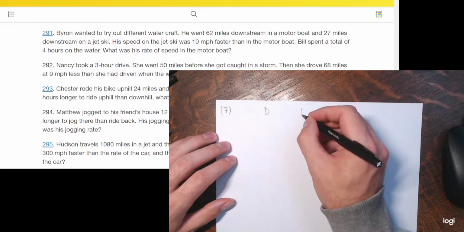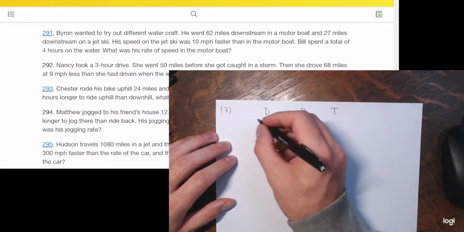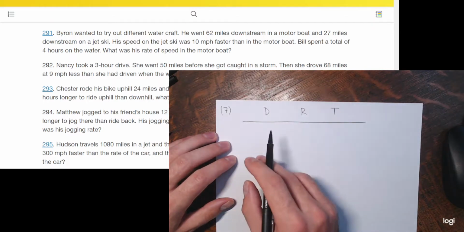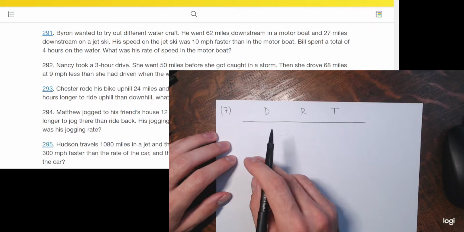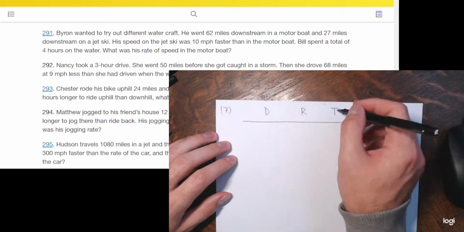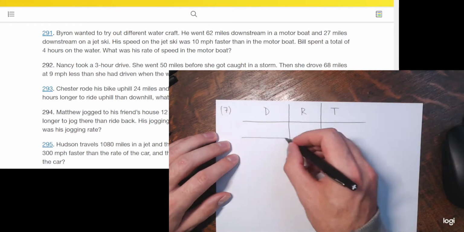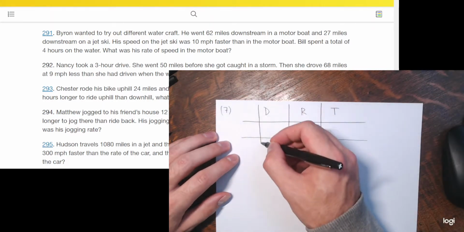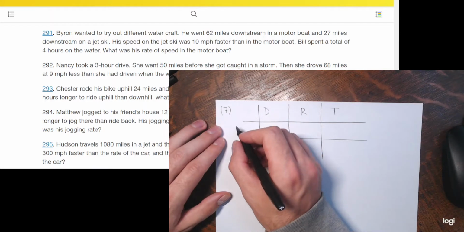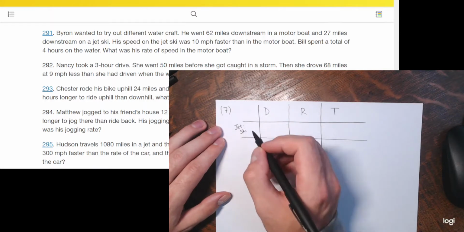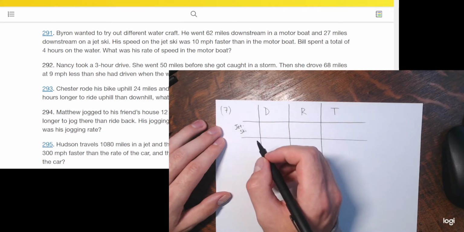Distance, rate, time. Alright, now this time I'm going to stop writing the units because it looks like all these have miles and hours. Just reading through these, all these are miles and miles per hour and hours. So I'm just going to stop writing the units for now. And then we have the 2 trips. One's in a jet ski and the other's in a motorboat.